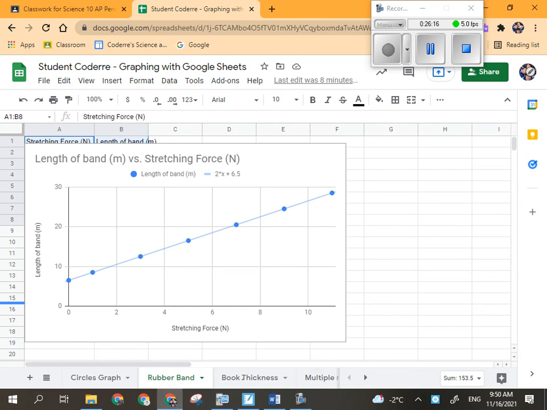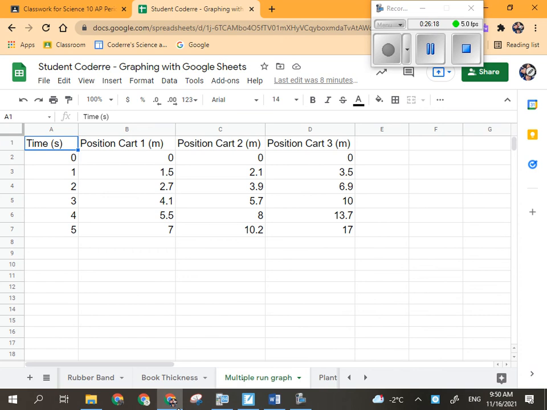Let's try the multiple one here. I'm going to walk you through this one. This is how we plot multiple things on the same graph. So if I had 3 carts and I was racing them, this would be their position versus time data, so measuring where they are as a function of time. If I want to put them all on the same graph, I make sure that whatever I want on my x-axis is the first column. That's the way Google defaults. The first column will be x, everything else will go on the y.